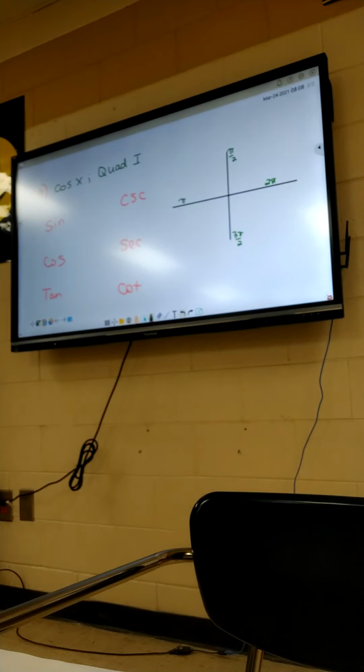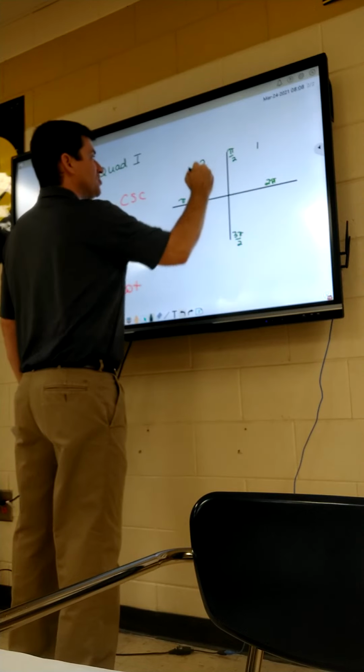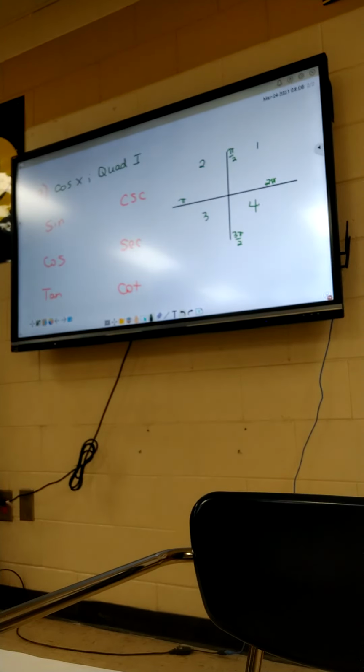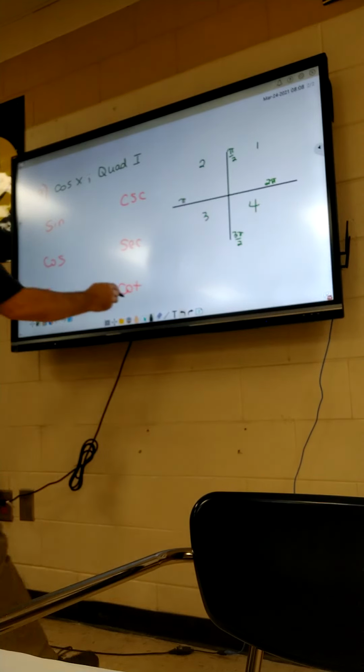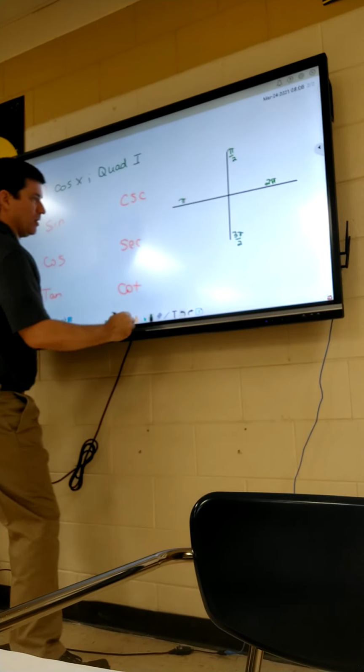Anybody remember anything about your quadrants? If not, we're going to need to write this down in your unit circle. Anybody remember where's quadrant 1? Top right. Remember, if you forgot, it goes 1, 2, 3, 4. So if you need to write that on your unit circle, write it. If you know it, then don't worry about it. All right, so you got to know your quadrants.